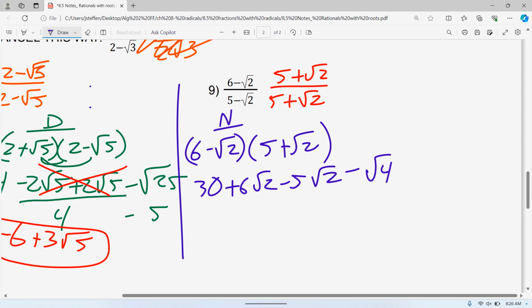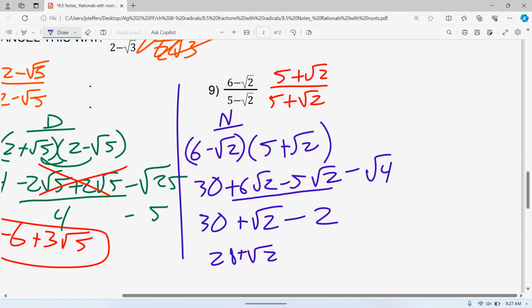Terms, positive 2, negative 5 root 2 is positive 1 root 2. Positive root 2. The square root of 4 is 2. Say 30 minus 28. So 28 plus root 2. That's your numerator.